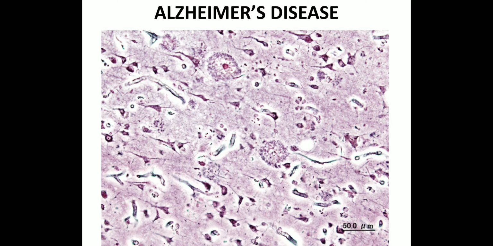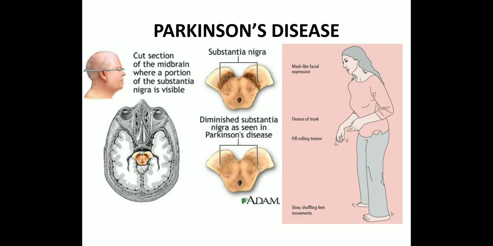Okay, so this is a microscopic feature. You can see those tangles and plaques. Just remember those names and the pathogenesis. That's enough for you. Now next, what is the pathogenesis of Parkinsonism?